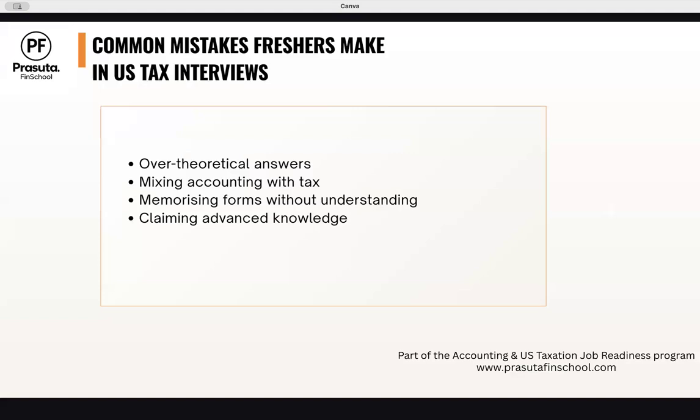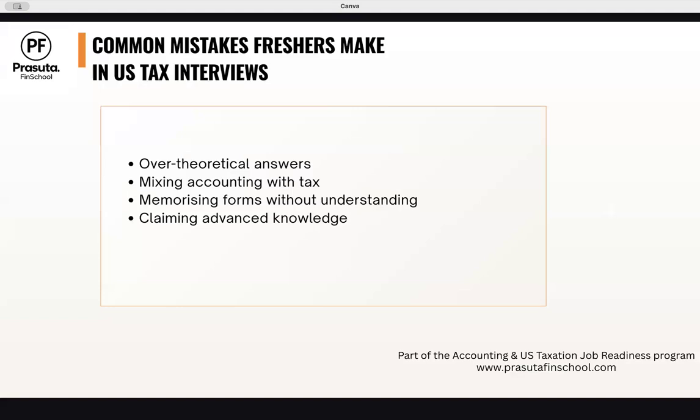you can give a very little idea in the interviews that yes, you know all this, but your interest lies in US taxation only. Then, memorizing forms without understanding: never ever try to memorize the form numbers without understanding, because if you memorize, the way you answer will show the interviewer that you do not understand, but you just have memorized the form because of this interview.